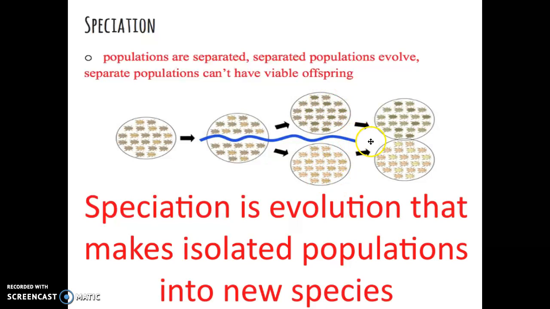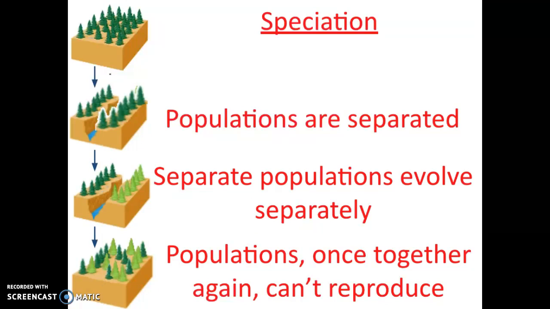Eventually, this river dries up, and what we have is these two populations that have come back together. They would be new species if they can no longer breed and make offspring that can have babies. Viable offspring means that their offspring can have offspring, okay? Their babies can have babies. Let me show you this one more time.